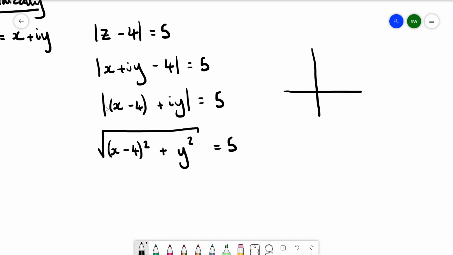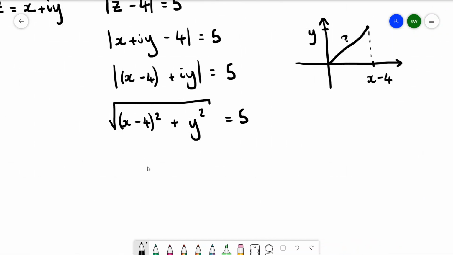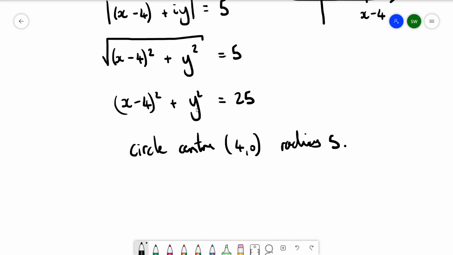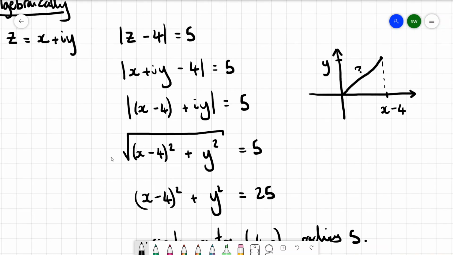And if you're not happy with where that's come from, just think about, we've got this complex number, I don't know where it is, let's say it's over there. The real part is x minus 4, and the imaginary part is y. And the modulus of the complex number is the distance to the origin. So you can use Pythagoras to work out what that length is. That's what we've done. Okay, and then we can square both sides of this equation to get x minus 4 all squared plus y squared equals 25. And then you can see that this is the equation of a circle. This is a circle with centre (4, 0), and radius 5, which is what we had before. So that means as long as x and y lie on this circle, this expression will be satisfied.